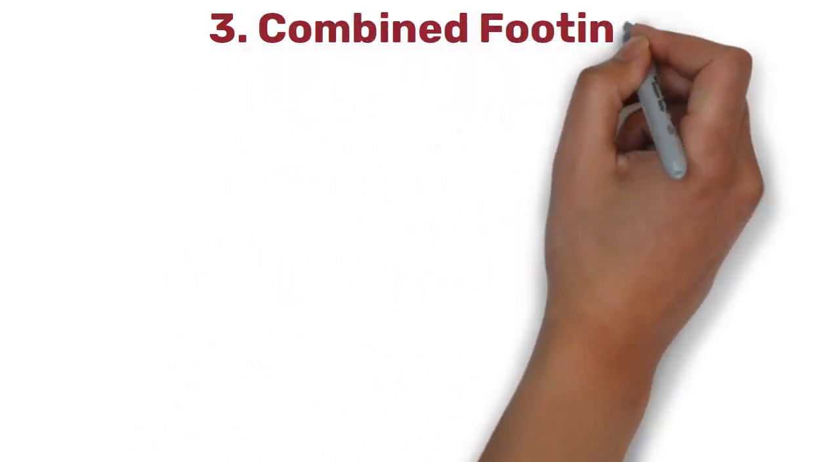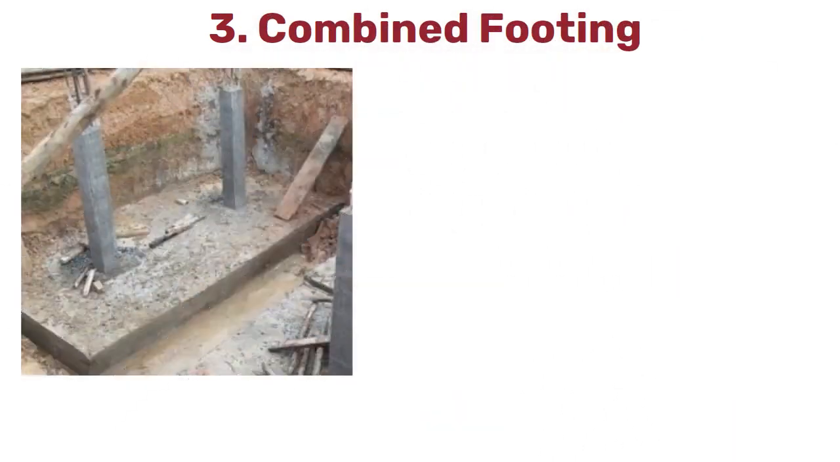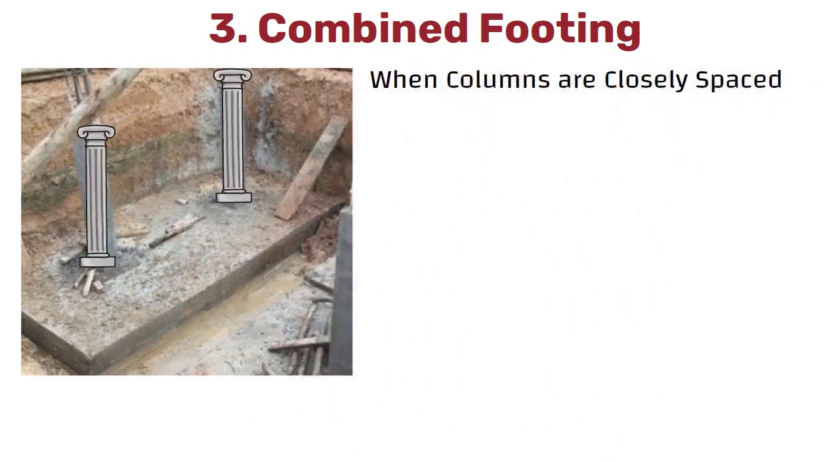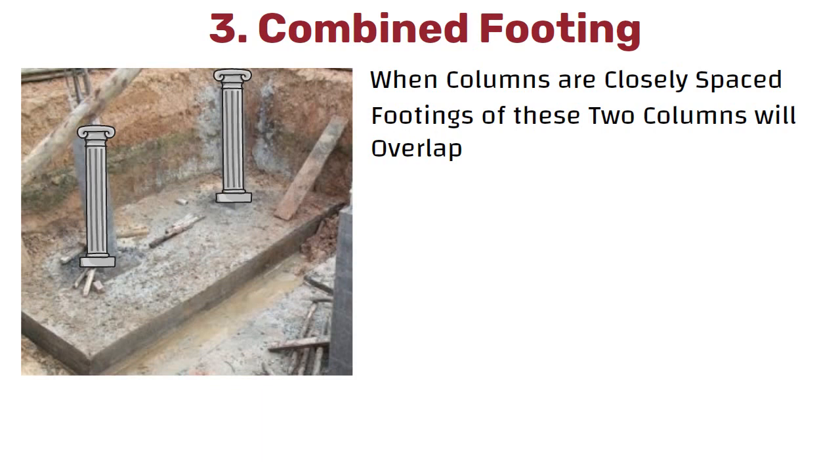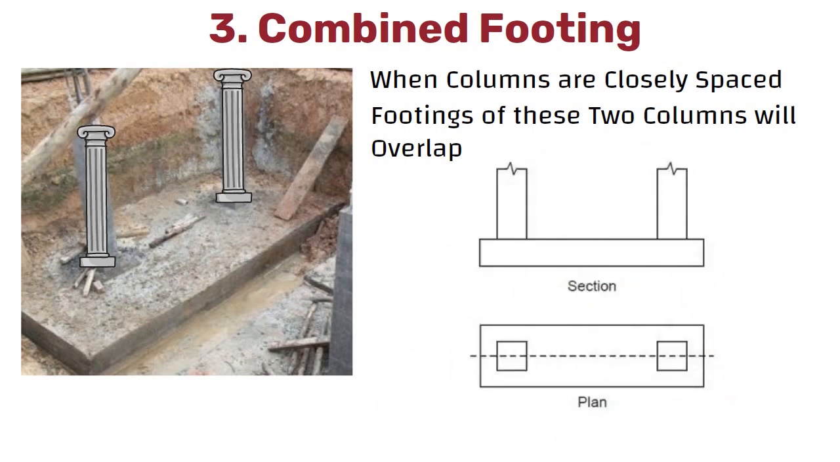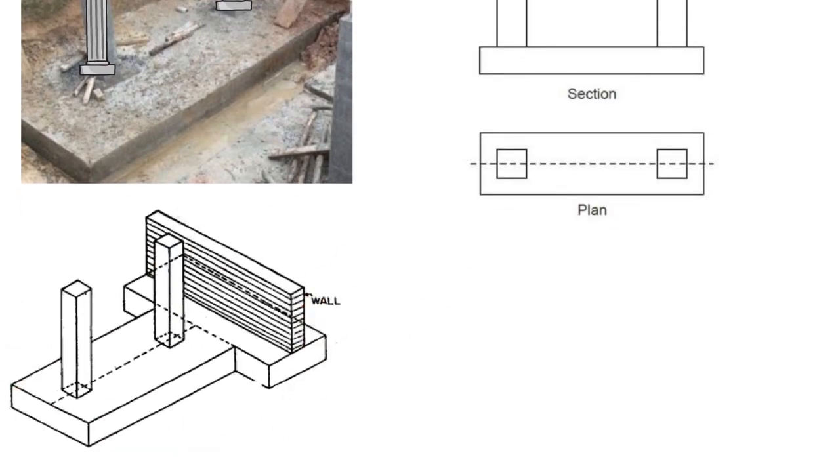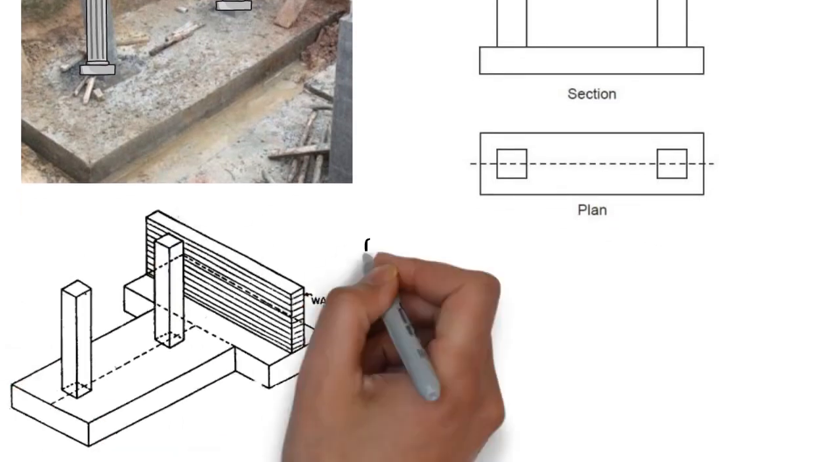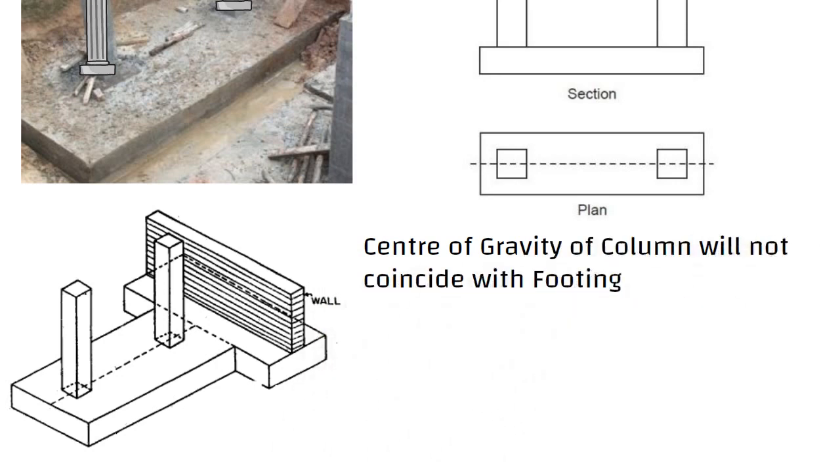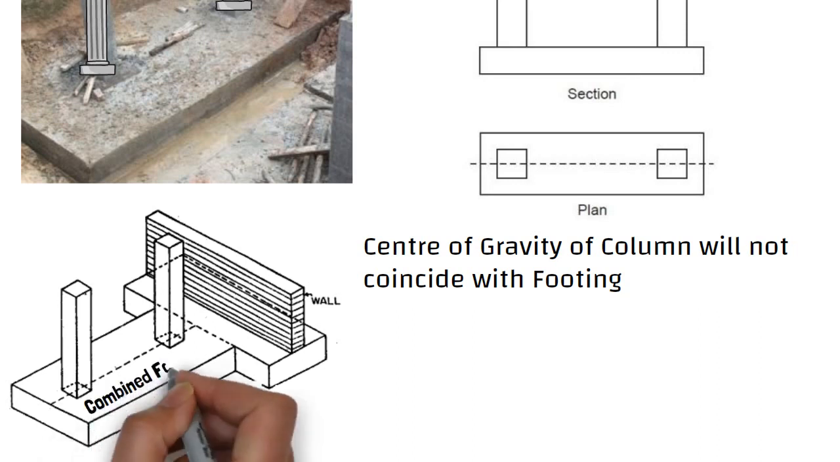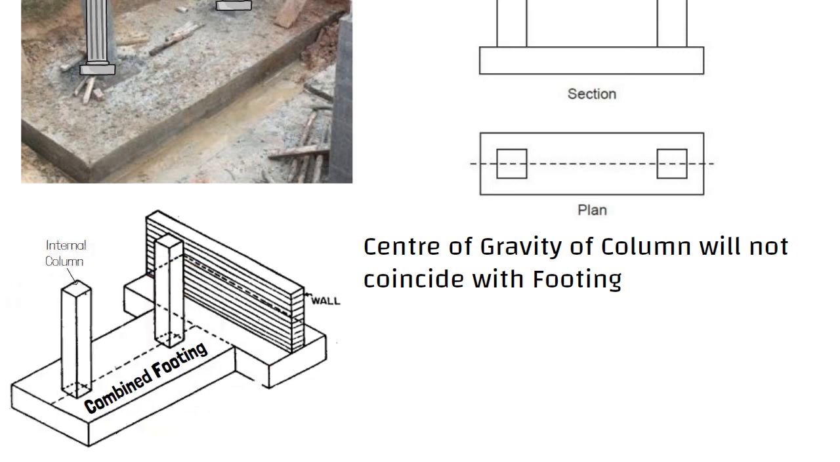Number 3. Combined footing. A footing that supports two or more columns is known as combined footing. When columns are closely spaced, and in this scenario, if we try to construct individual footings, then footings of these two columns will overlap. So in this case, it is better to provide combined footing than isolated footing. When one column is close to property line or sewer pipe, the center of gravity of column will not coincide with footing. In such cases, it is necessary to provide combined footing with that of the adjacent internal column.